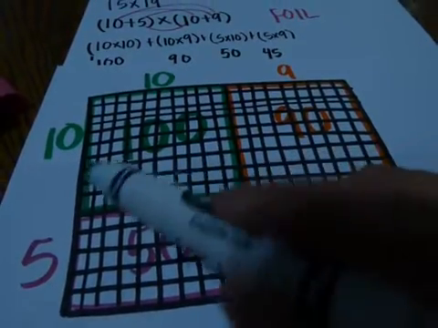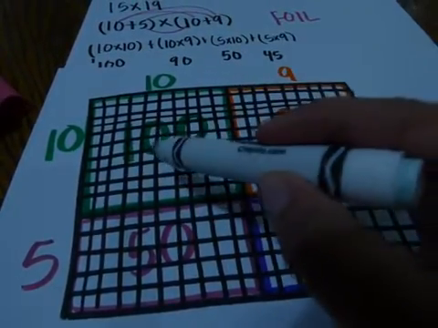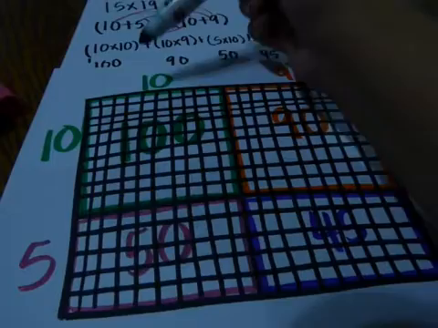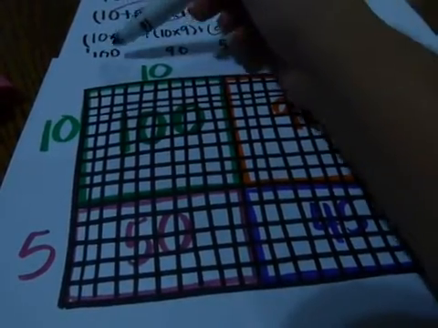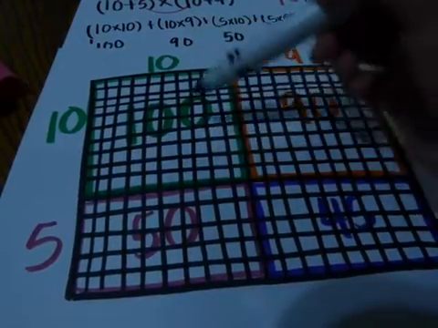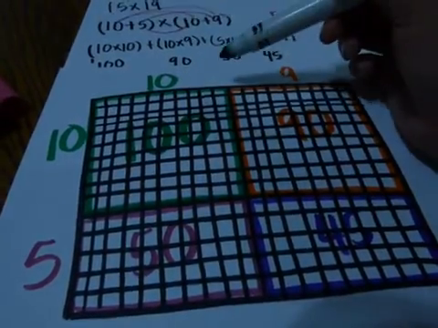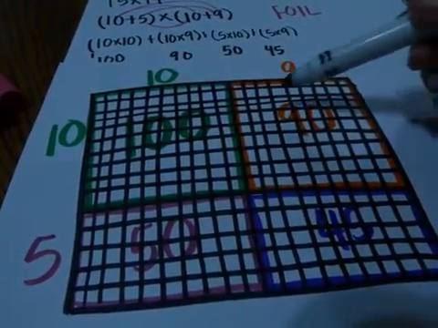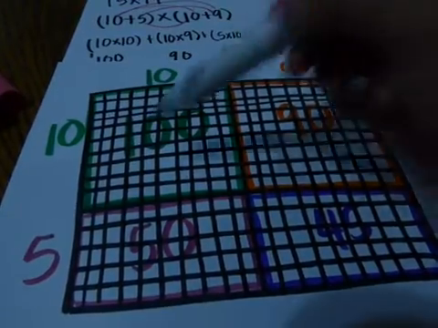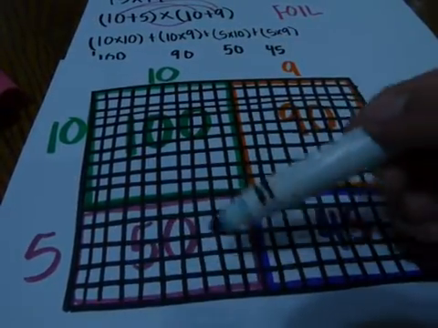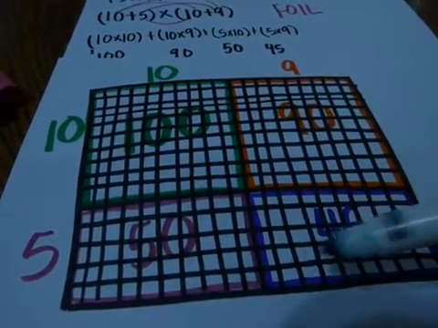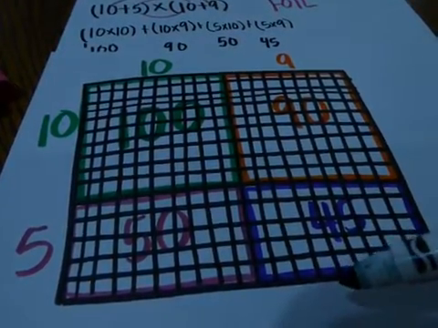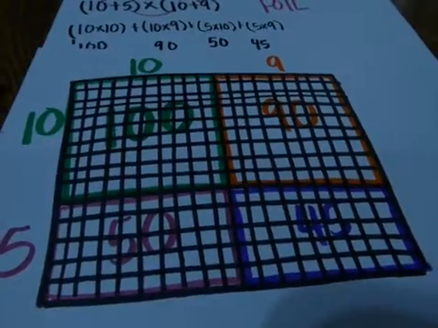And each main box should have this amount of little squares inside. So inside 10 times 10, which was 100, we should have 100 squares in total. 10 times 9 was 90, so we should have 90 squares. 5 times 10 is 50, we should have 50 squares. And last, we should have 5 times 9, which is 45, and we should have a total of 45 squares.